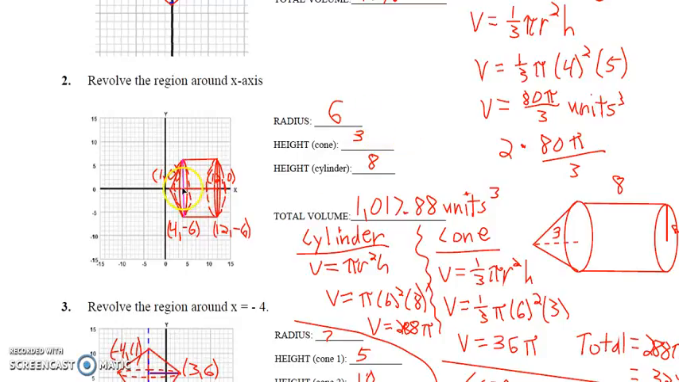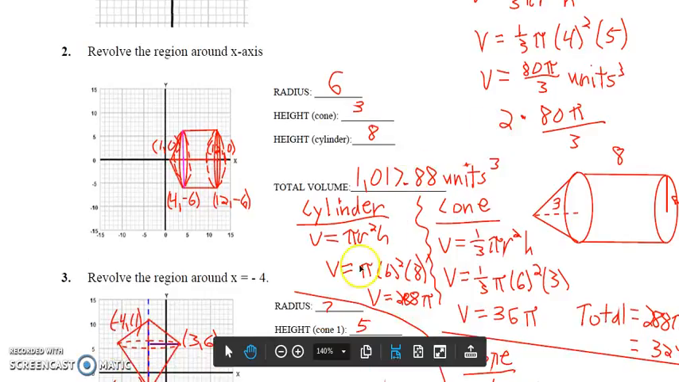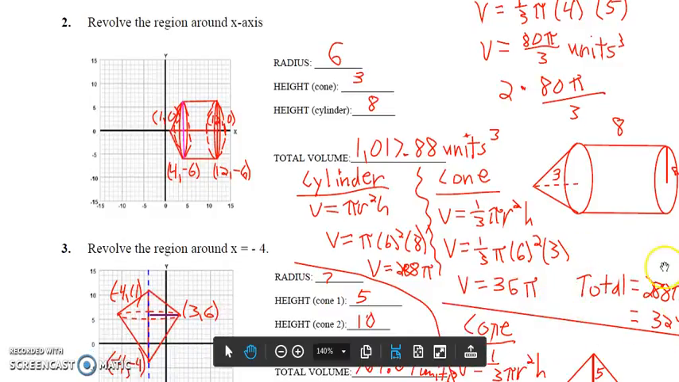But the height of the cone is from this purple to the tip here. 1, 2, 3 is the height. The height of the cylinder is from this circle to this circle, and that's 8. So I do pi times r squared times h, that's 288 pi. For the cone, I do 1/3 times pi times radius squared times the height of the cone, which is 3. So it's 288 pi and 36 pi. Add those up, I get 324 pi.